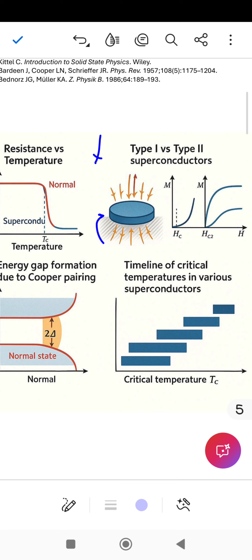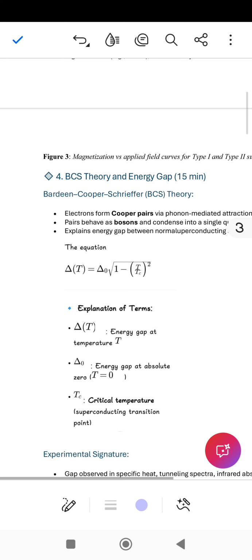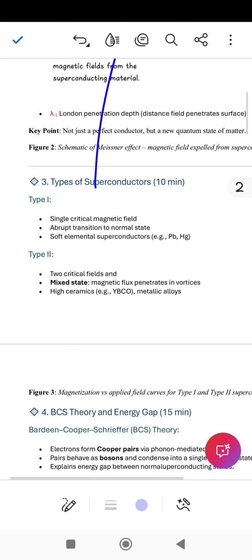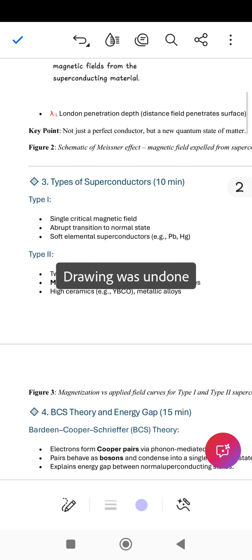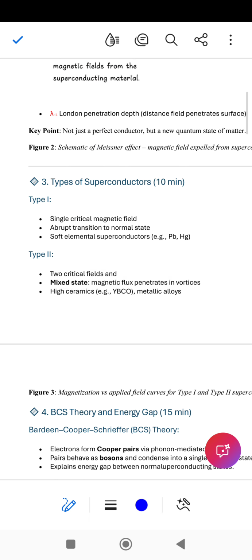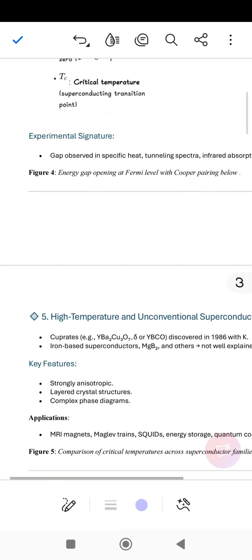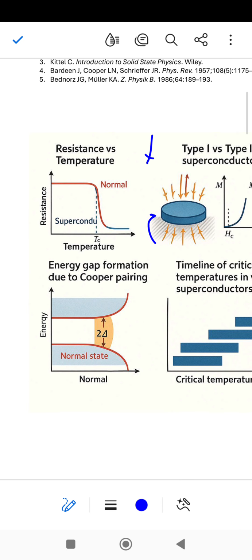3. Types of superconductors. There are two main types. Type 1 superconductors have a single critical magnetic field, Hc, and show an abrupt transition to the normal state, typically soft metals like Pb and Hg. Type 2 superconductors exhibit two critical fields, Hc1 and Hc2. They enter a mixed state where magnetic flux penetrates in quantized vortices, and include high-temperature cuprates and metallic alloys like NbTi. Figure 3. Magnetization versus magnetic field plots clearly differentiate the two types.